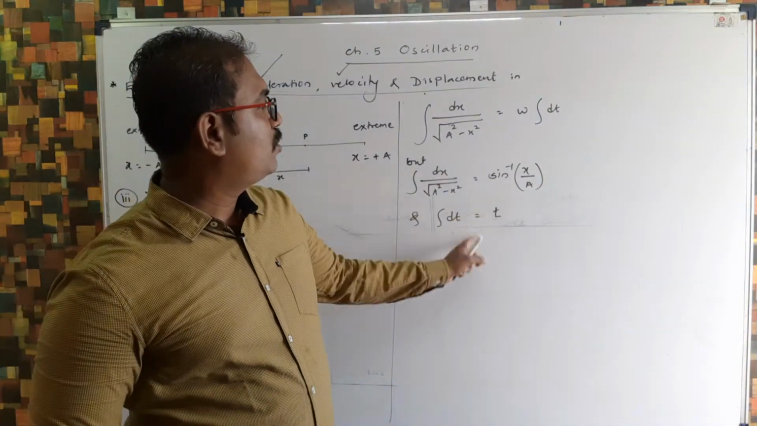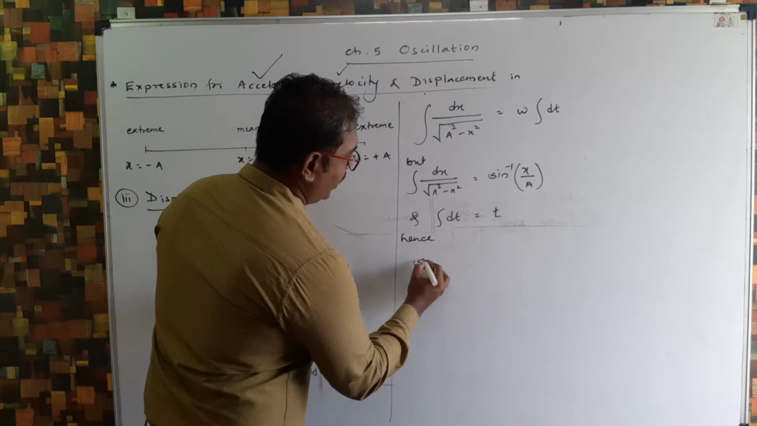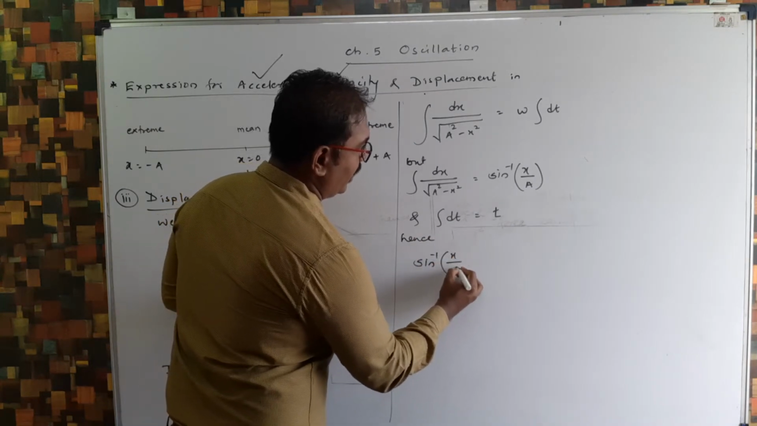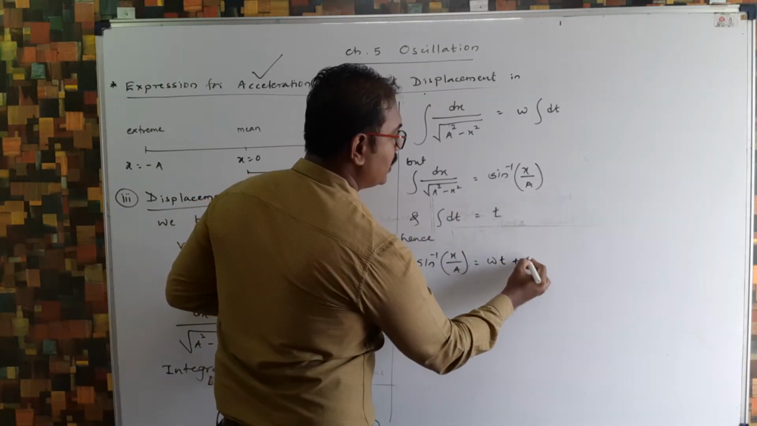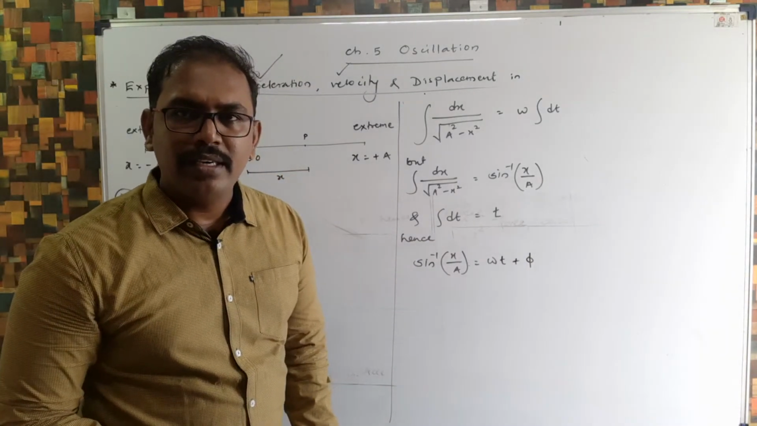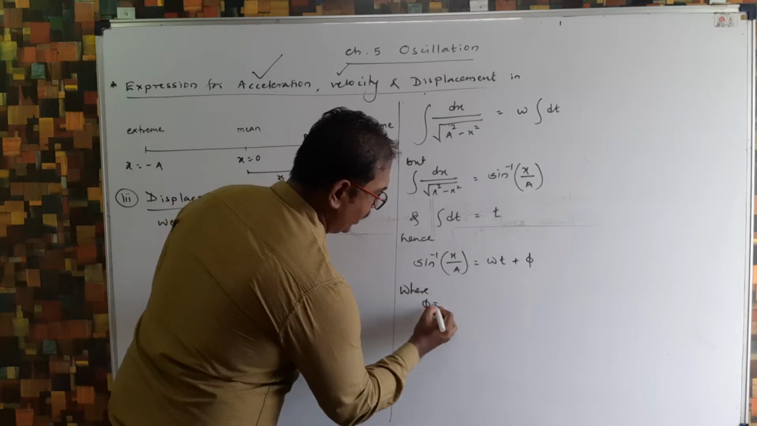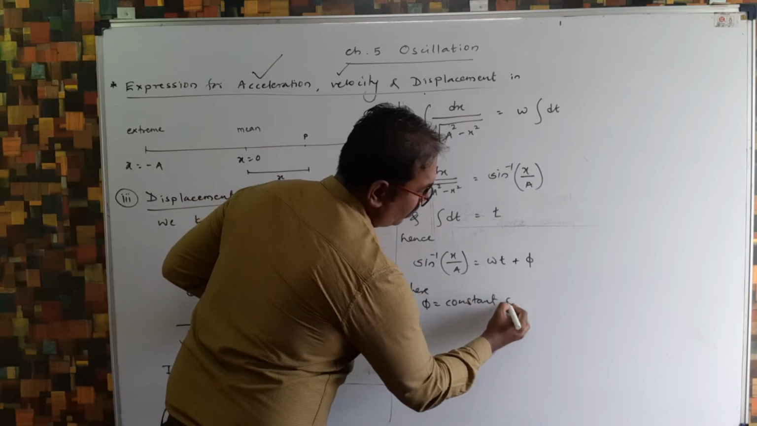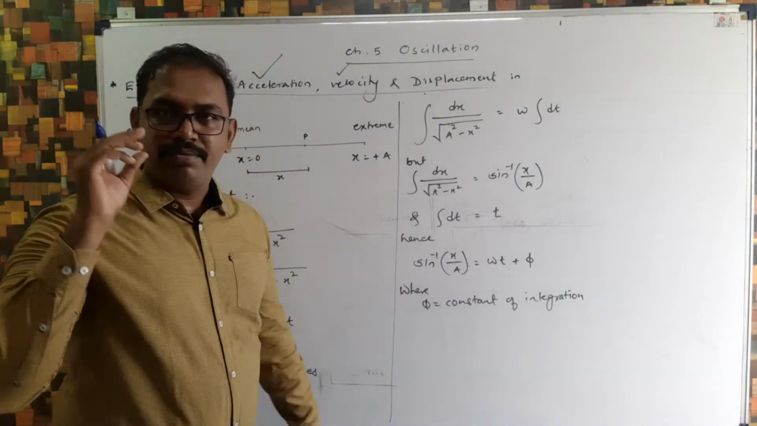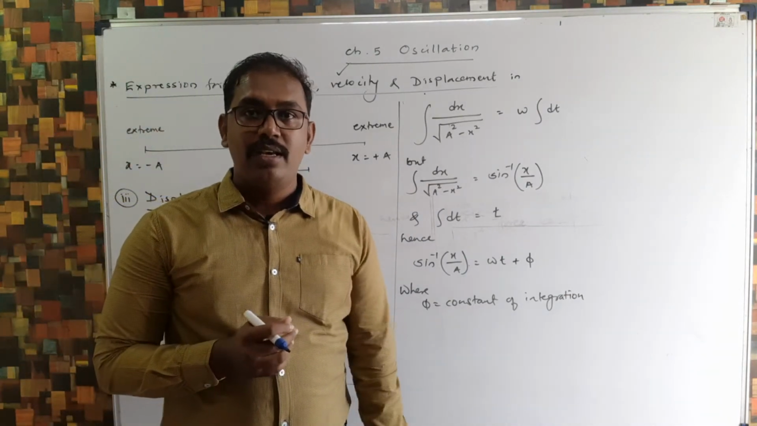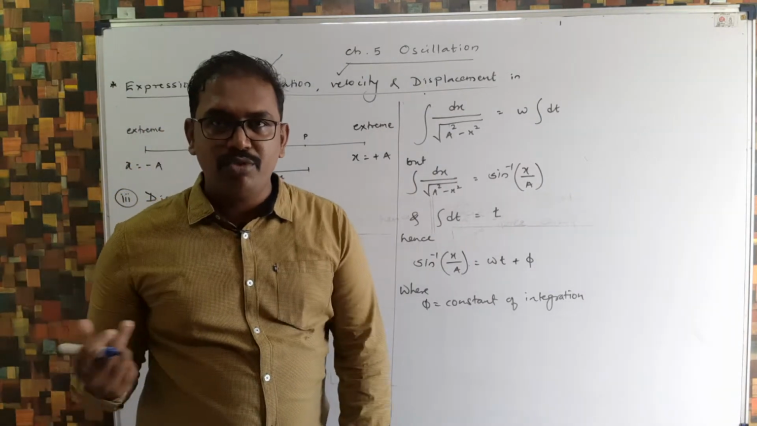Let me substitute these two values in the above equation. Hence, sine inverse of x by a is equal to omega into t plus phi. Now what is phi? Phi is the constant of integration and it depends on the initial condition, means where the particle starts its oscillatory motion.